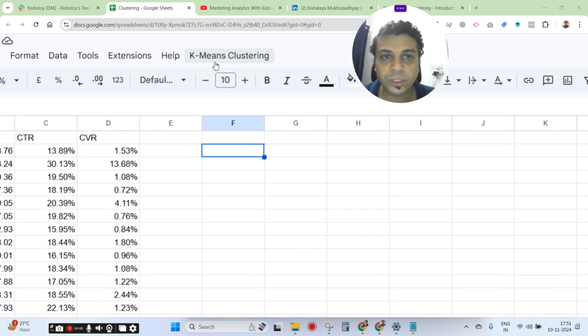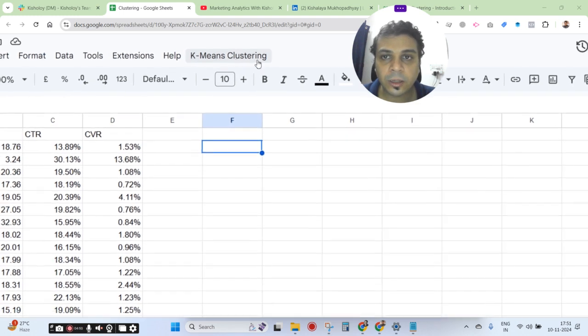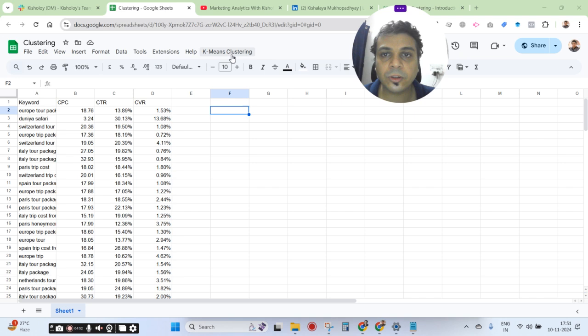I'll obviously have this Google Sheet linked in my description. And you can just click on this button, which is called K-means clustering. We'll come to that in a moment. That's basically the algorithm that is responsible for carrying out this multidimensional segmentation.